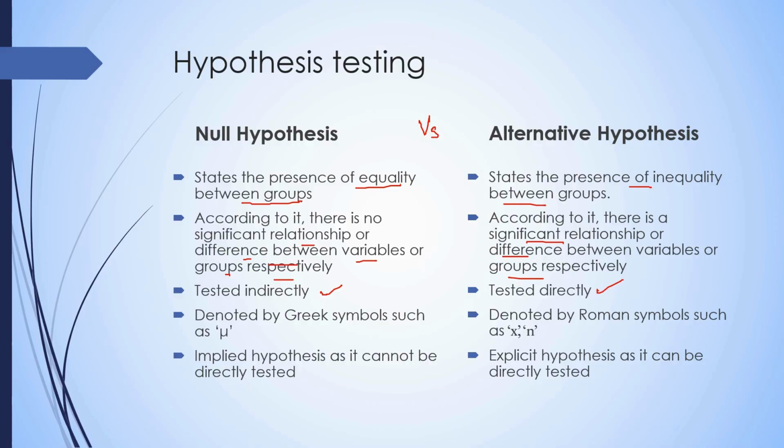Null hypothesis is denoted by a Greek symbol such as mu. This starts from mean. And alternative hypothesis is denoted by a Roman symbol such as x and n. Null hypothesis is an implied hypothesis as it cannot be tested directly. This is an implied hypothesis. As I said, if alternative hypothesis is accepted, it is implied that null hypothesis is rejected, and vice versa. While alternative hypothesis is an explicit hypothesis as it can be tested directly. These are the differences between null hypothesis and alternative hypothesis which you need to remember.